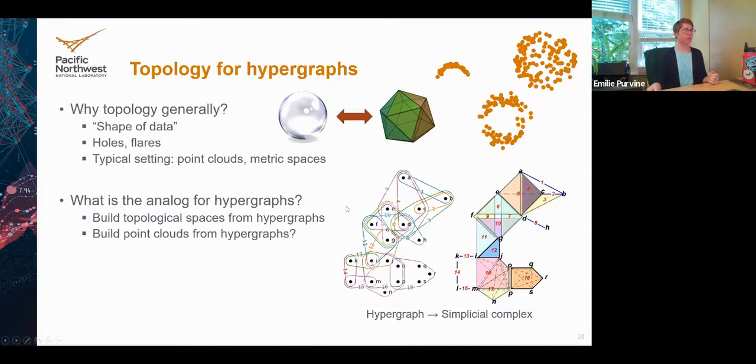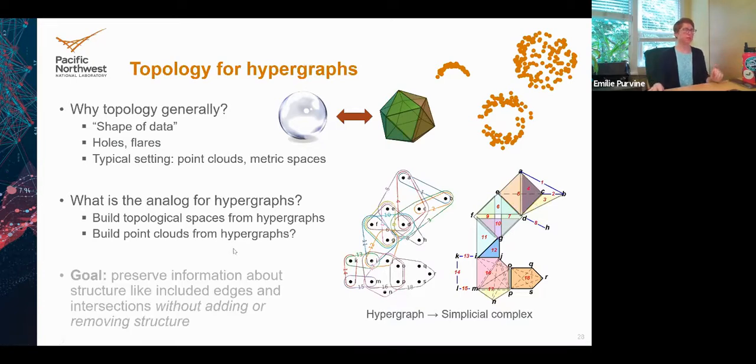And of course, you can build a simplicial complex from a hypergraph by replacing each k-way hyperedge with a (k minus 1)-simplex. I always get the dimension off by one. So a 2-way edge gives you an edge, a 3-way edge gives you a filled-in triangle, a 4-way edge gives you a tetrahedron, and so forth. Or maybe we could build a point cloud from hypergraphs, basically preserving information about the structure of the hypergraph without adding or removing too much structure.